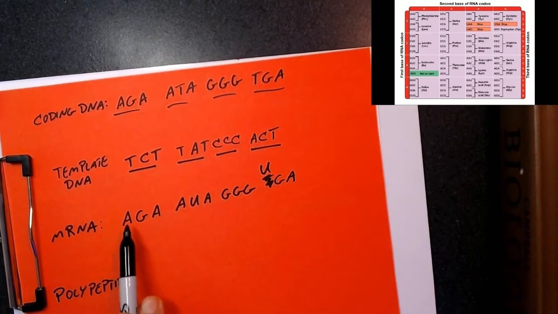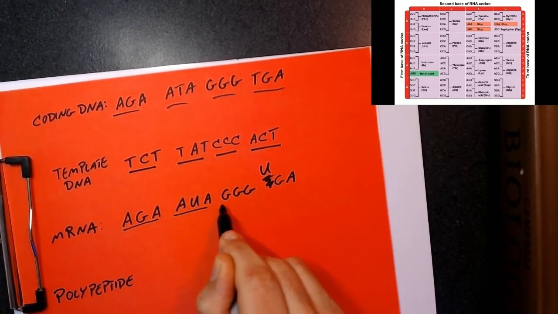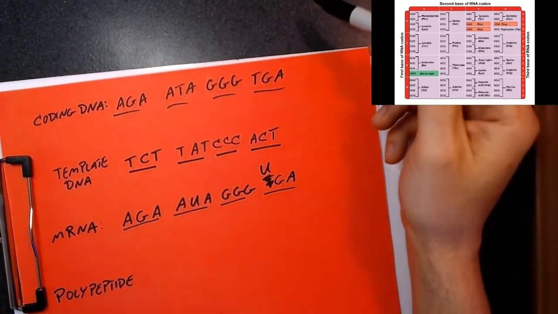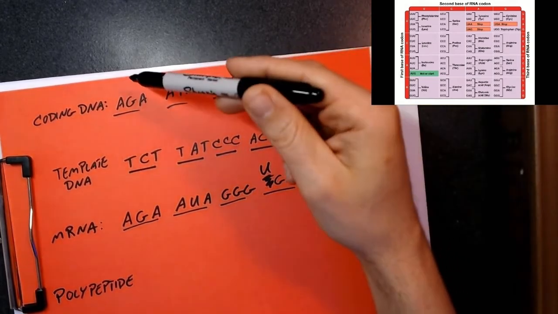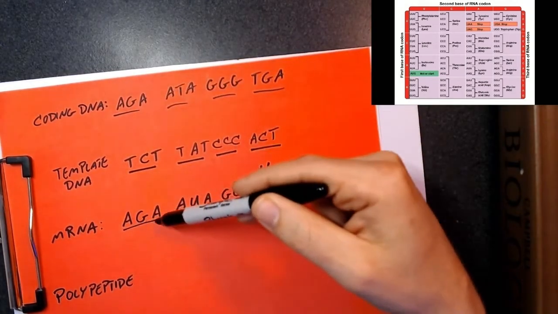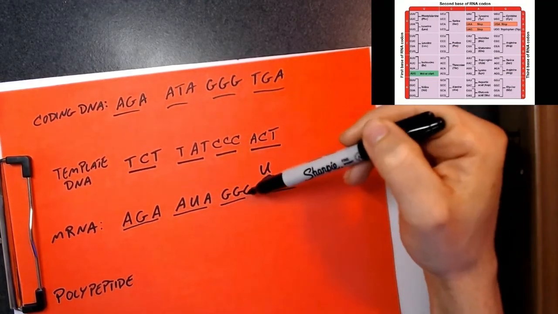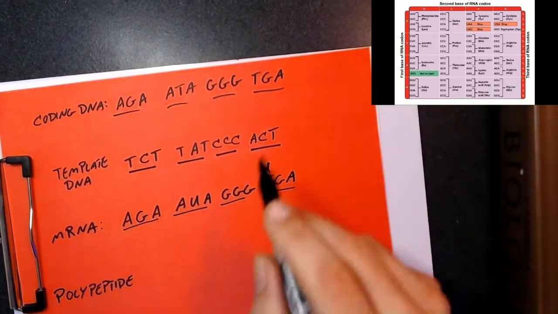Now, these are our codons, our 4 mRNA codons that we are taking a look at. And up here, we have the coding DNA. So AGA, AGA, good. ATA, AUA, good. GGG, GGG, good. TGA, UGA. All right, we are good to go on this.